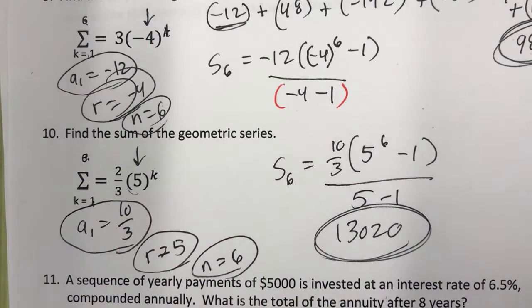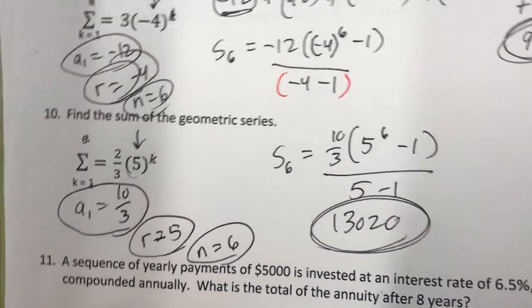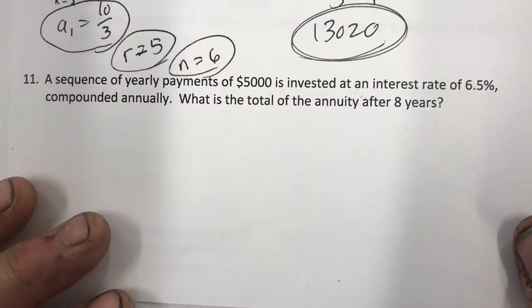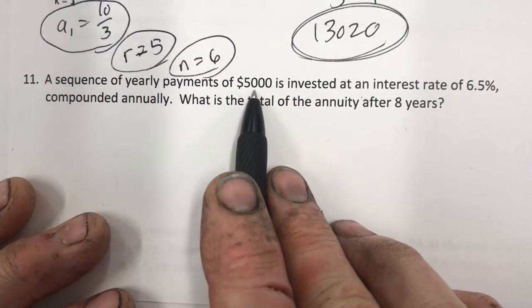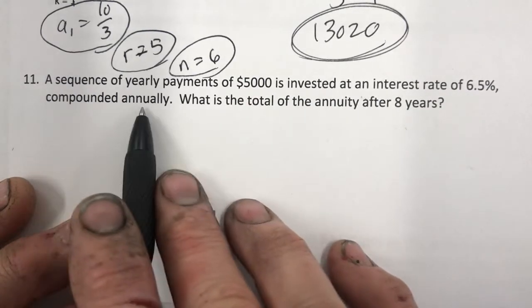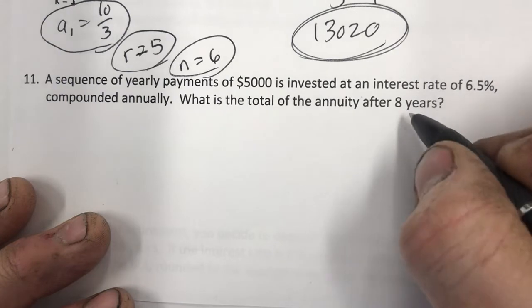Okay. Now we got a couple word problems. Number 11. A sequence of yearly payments of $5,000 is invested at an interest rate of 6.5% compounded annually. What is the total of the annuity after 8 years?